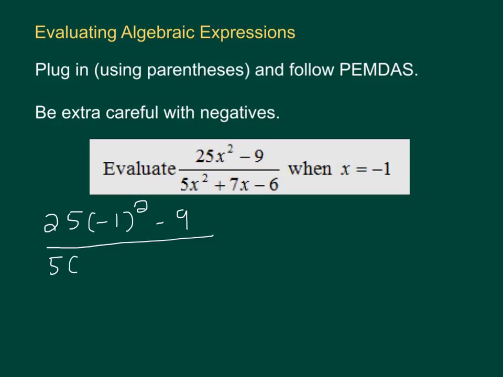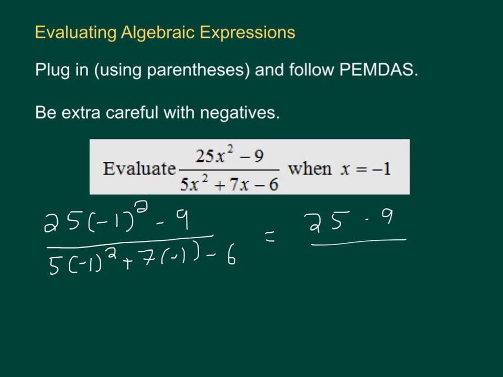Then I have 5, negative 1 squared, plus 7 is negative 1, minus 6. And that's all that there. So now I use the order of operations to simplify, and I want to simplify the numerator, and then simplify the denominator, and then see if the fraction will reduce at all. So in the numerator, I have exponents first, and I have to do negative 1 squared. And that means negative 1 times negative 1, which is actually positive 1. That positive 1 times the 25 is going to be 25. So I'll just start with that part there. And then I'll have the minus 9.